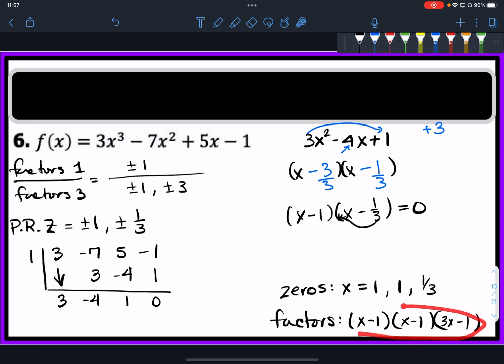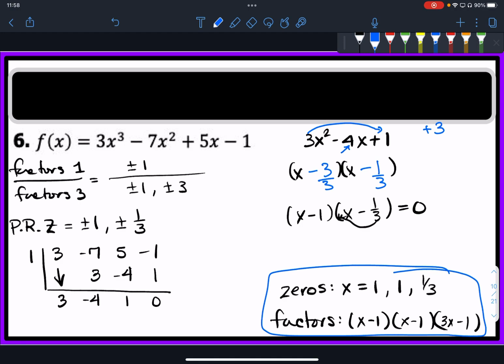So again, multiplying these 3 things is going to give me this, and plugging in 1 and 1/3 for the value of x makes this thing equal to 0. So there you go. There is your solution. We're just doing this part right here as extra practice to understand the relationship between factors and zeros.